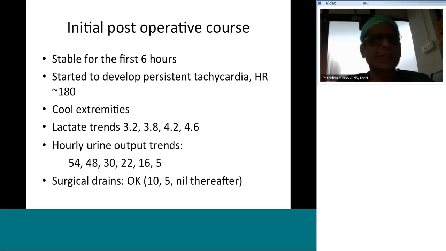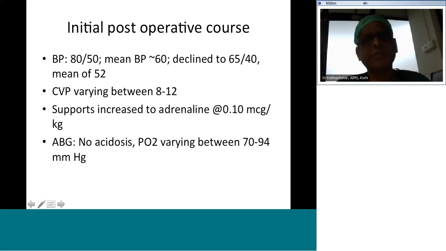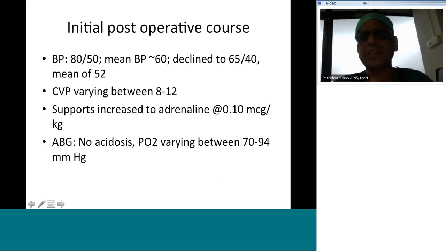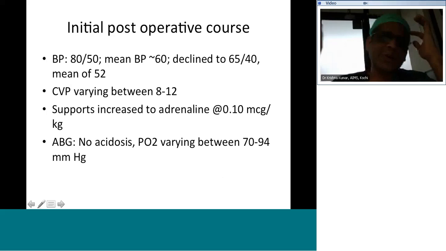Yeah, so the blood pressure was in the 60s. Did I write that down? I think I missed that out in this slide. So BP was 80 by 50, mean of 60, with a decline to 65 by 40, mean of 52. The CVP was varying between 8 and 12. The supports were increased gradually, and eventually adrenaline was 0.1 by the time you actually came to the ICU. The ABG showed no acidosis. PO2s varying between 70 to 94 millimeters of mercury. So what would you like to conclude at this stage? What would you like to do? What's your next step?